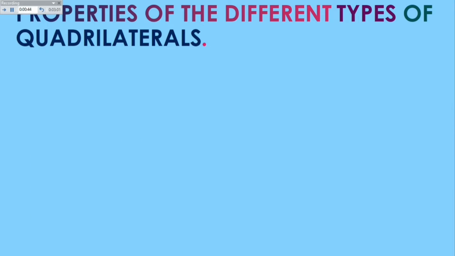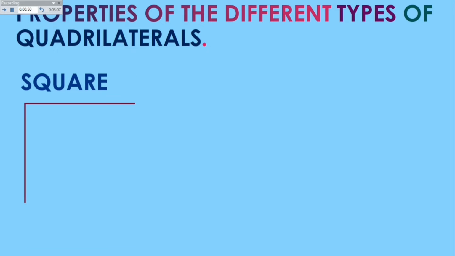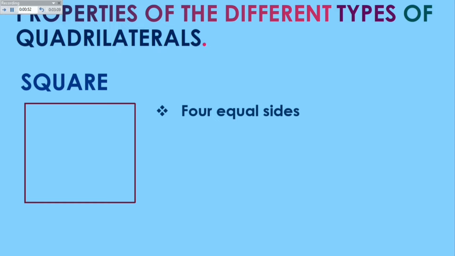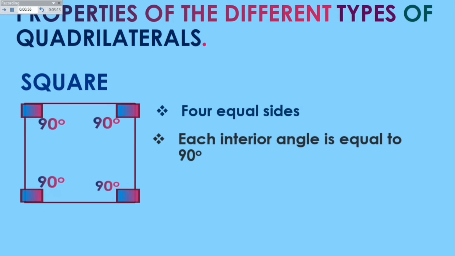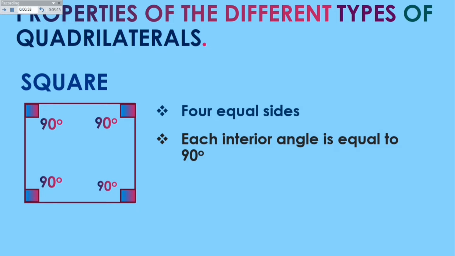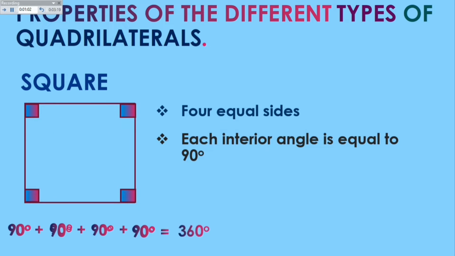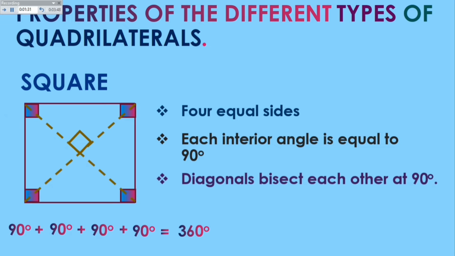Let's take a look at another quadrilateral, the square. The square is also a four-sided shape with all its sides equal. Each interior angle is equal to 90 degrees and they sum up to 360 degrees. Also, the square has 2 diagonals. The diagonals bisect each other at 90 degrees.